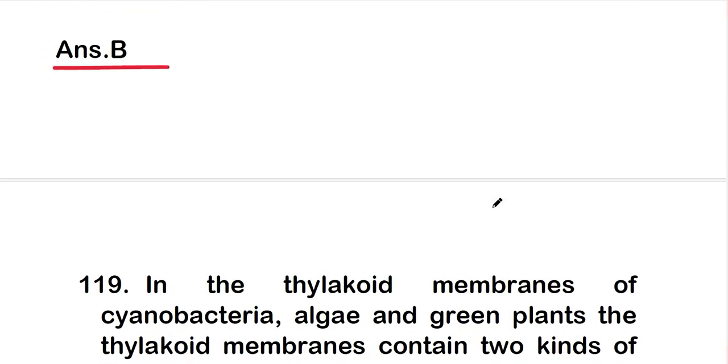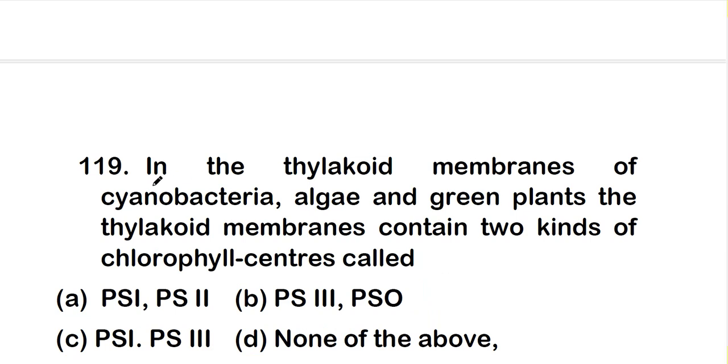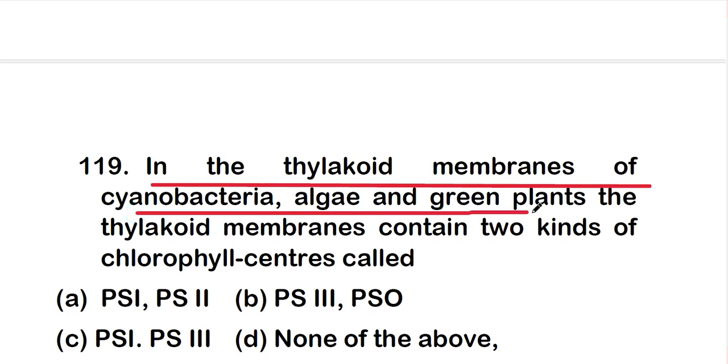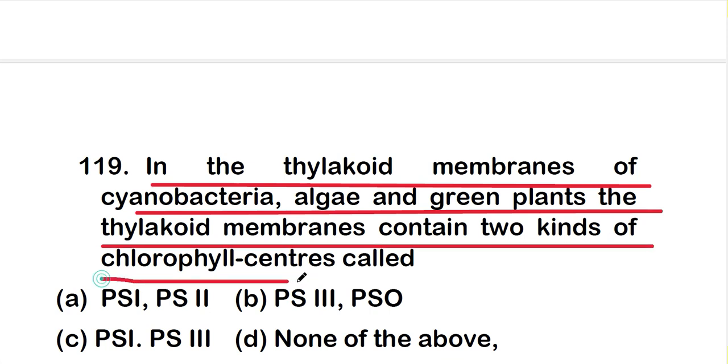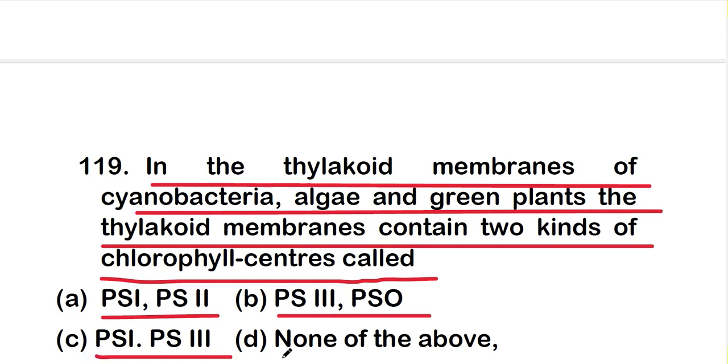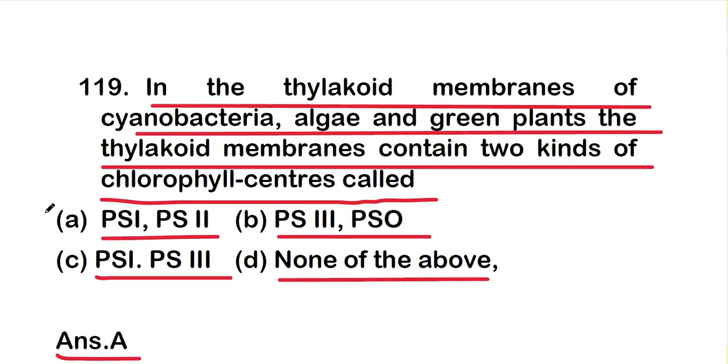So let's move on to question number 119. So the thylakoid membrane of cyanobacteria, algae and green plants contains two kinds of chlorophyll centers called option A PS1 and PS2, or option B PS3 and PSO, or option C PS1 and PS3, or option D none of the above. And the right answer is option A, that is PS1 and PS2. So in the thylakoid membrane, two kinds of chlorophyll centers are present that are called PS1 and PS2.